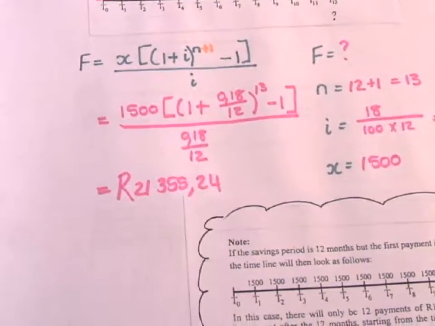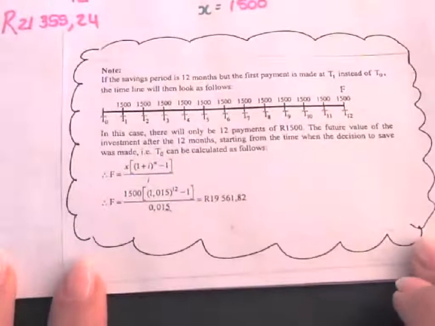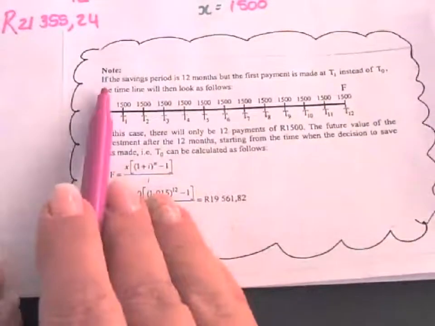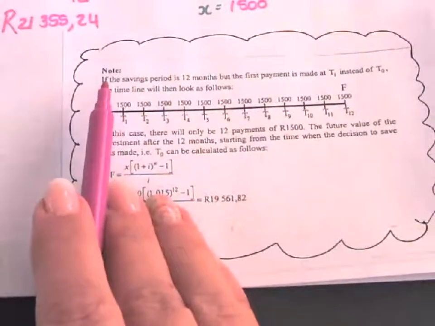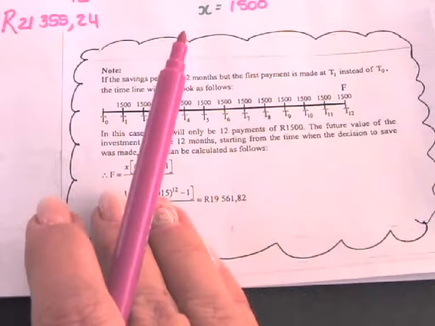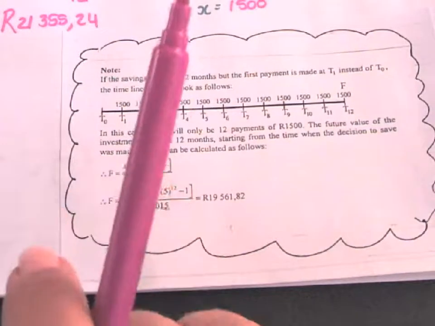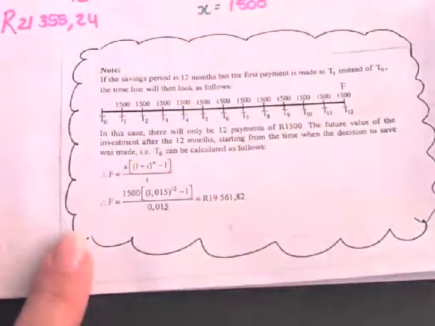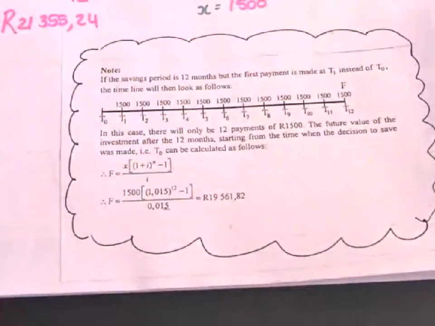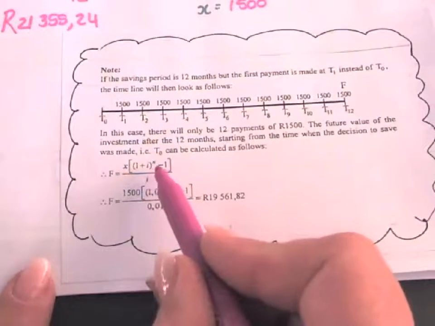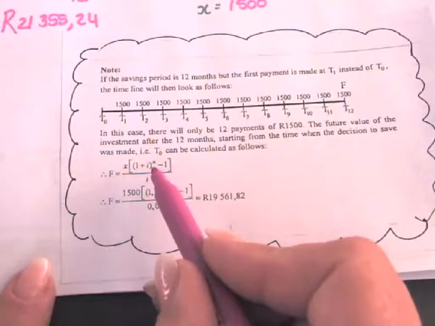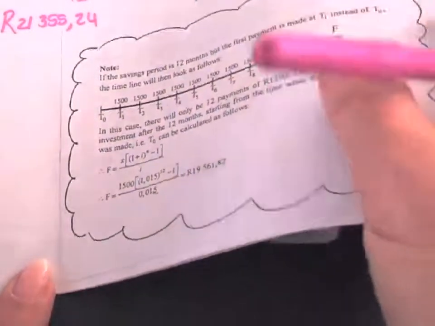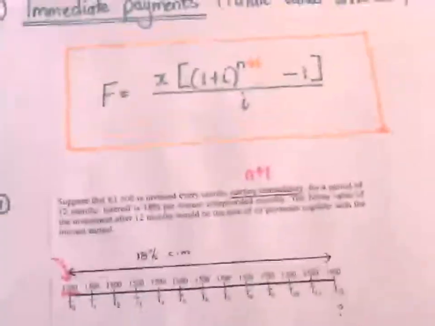Now there's an extra note on your papers saying what will happen if we didn't deposit 1,500 Rand immediately. So there's no immediate payment there. Then it is the previous formula, only to the power of n. Okay, can you see the difference? Yes. Right. Let's carry on to the next example.